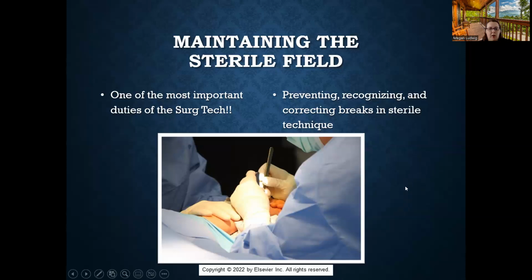It does take a little bit of time as a surg tech student to start to recognize those things, but once you do, you are responsible for that knowledge, right? You have to be willing and brave enough to step up and say, hey, you know what, this is contaminated, let's fix it, okay?